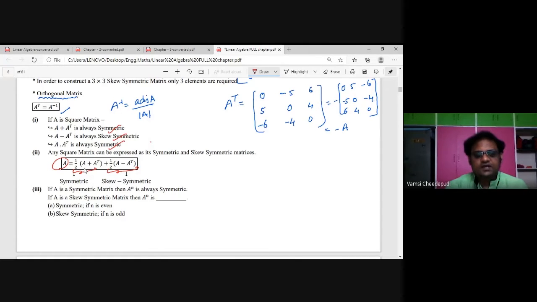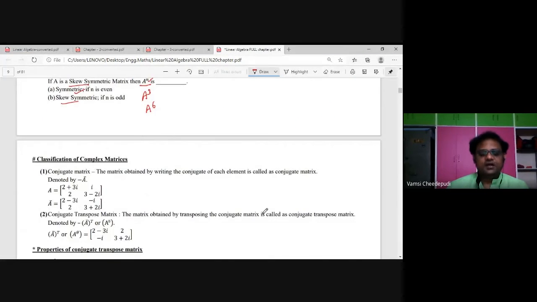If A is a symmetric matrix, then A power n is always symmetric, whether n is odd or even. But if A is skew symmetric, then A power n depends on the value of n. If you take A cube, it will be skew symmetric again. If you take A power 6, an even number, then it will be symmetric. Higher powers of the matrix we can discuss in Cayley-Hamilton's theorem.